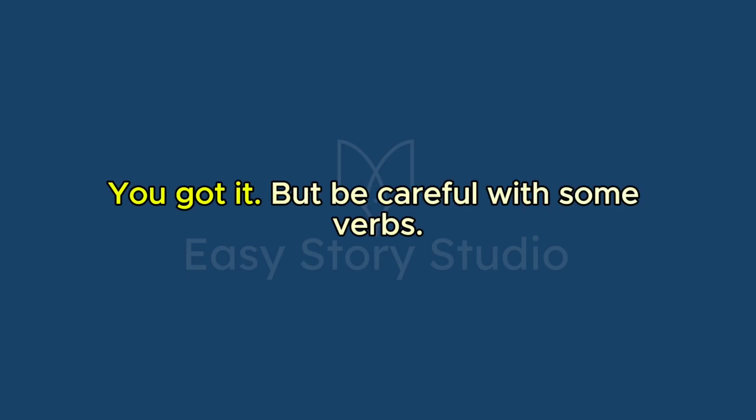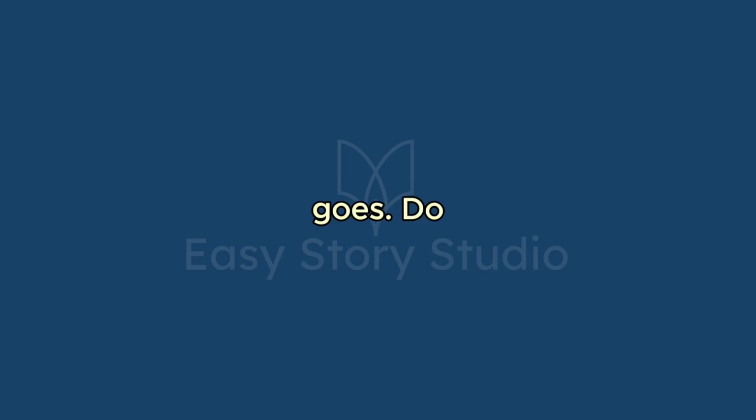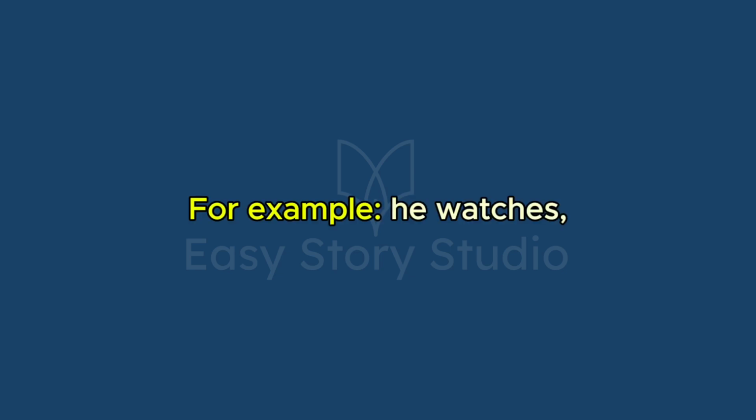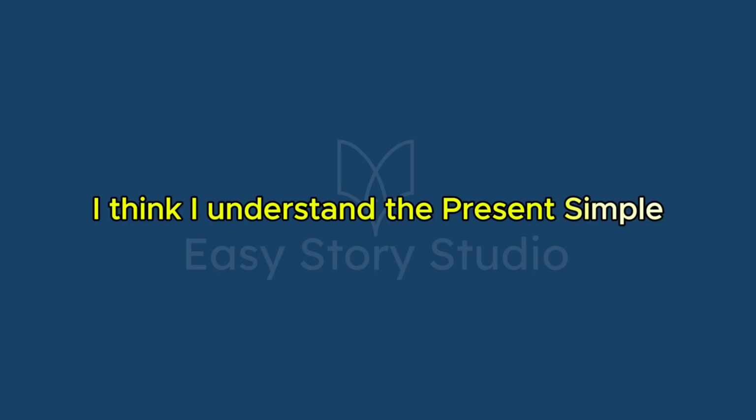You got it. But be careful with some verbs. Go becomes goes, do becomes does, watch becomes watches. Oh, so we add es sometimes? Yes. When the verb ends in o, s, x, sh, or ch, we add es. For example, he watches, she fixes. Okay, I think I understand the present simple now.